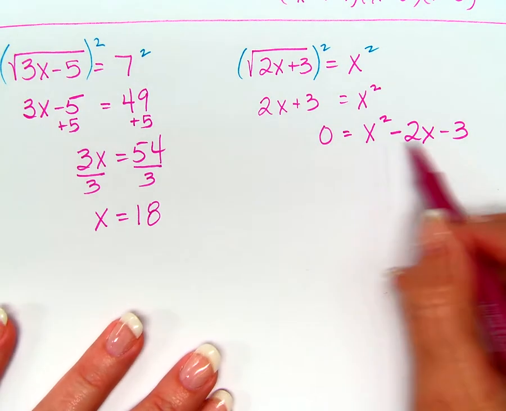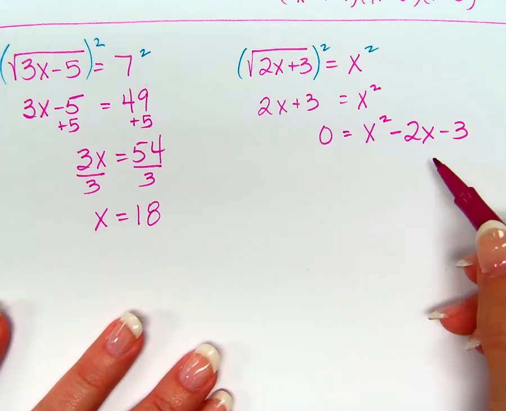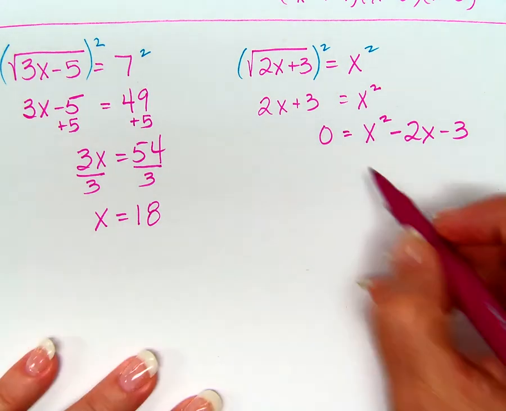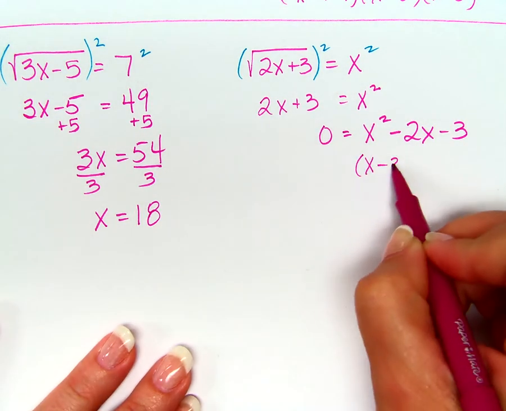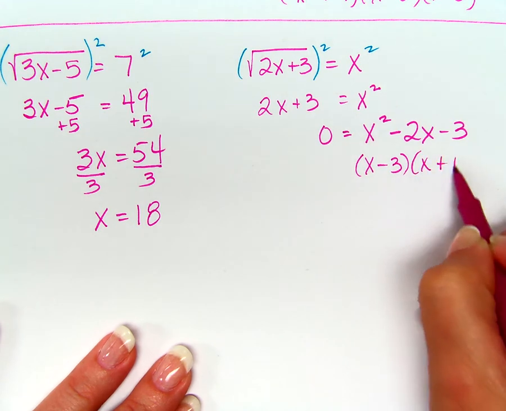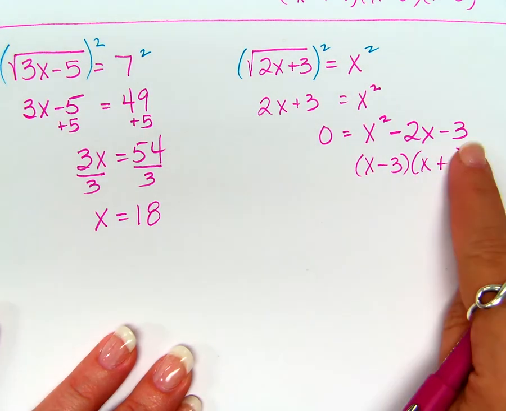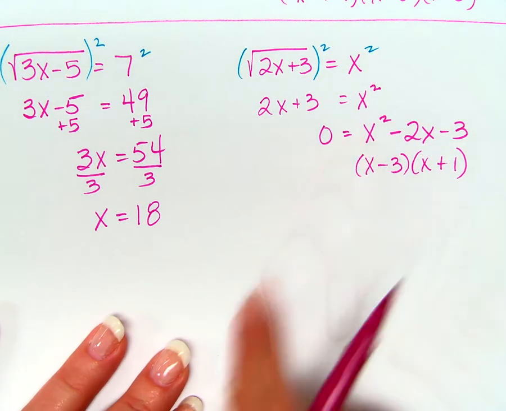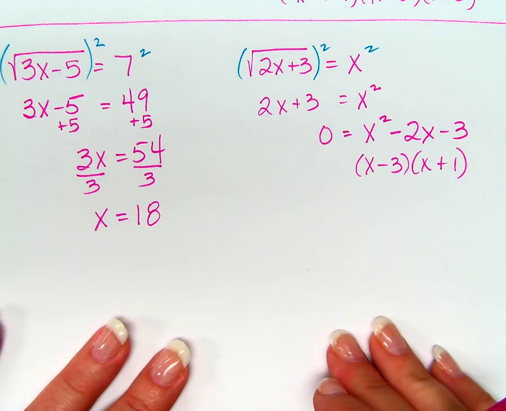And then at this point, I would probably factor this. You could use the quadratic formula for sure. You could graph it. So I guess there's 4 ways. I didn't say graphing a minute ago. Okay, but we could say x minus 3 and x plus 1, because that would multiply to be negative 3 and add to be negative 2. We can do that because that first term is 1. You guys remember that. We talked about it last week, right?